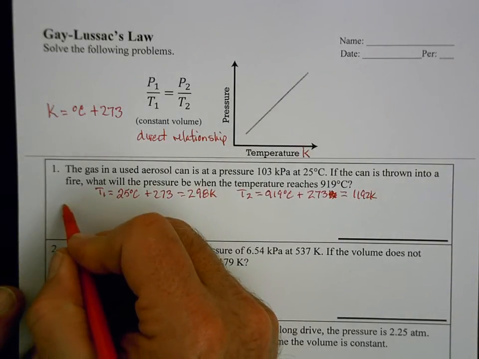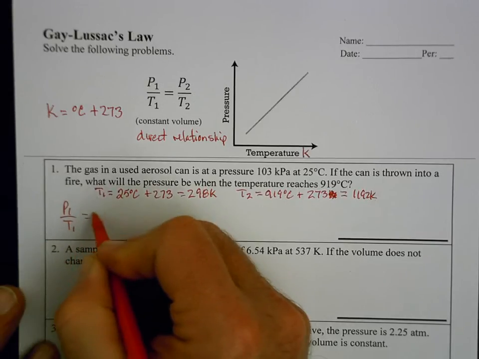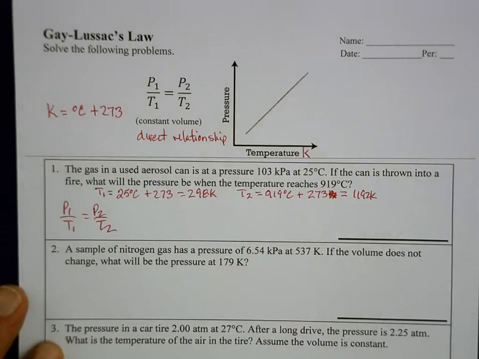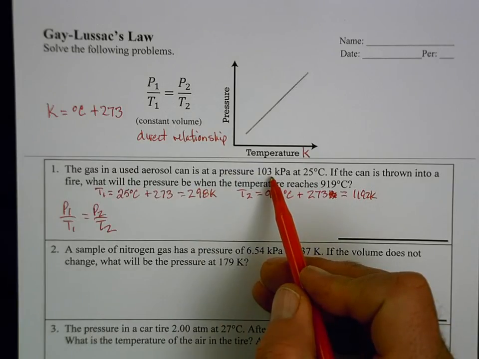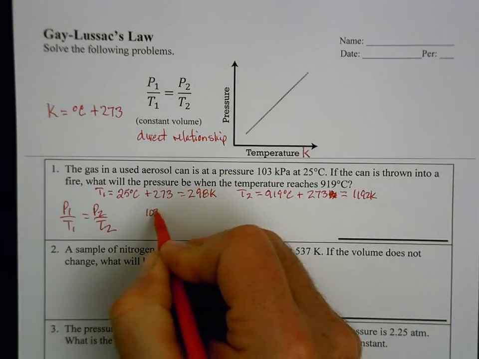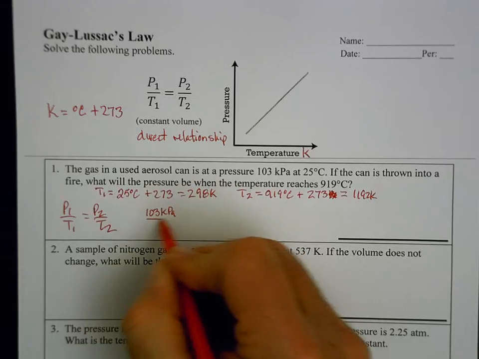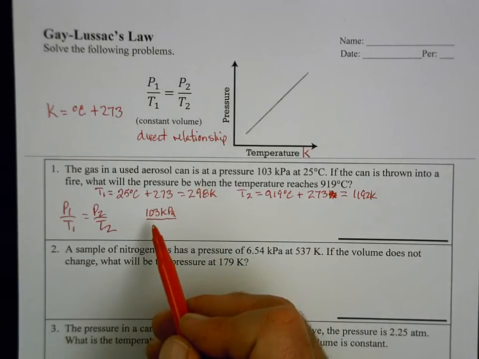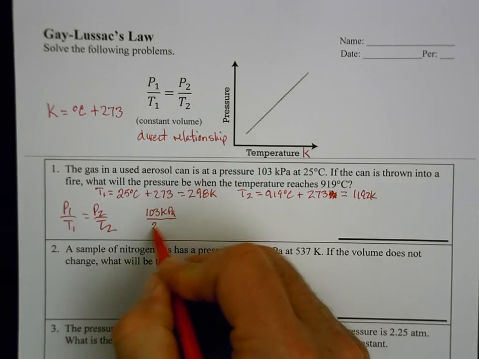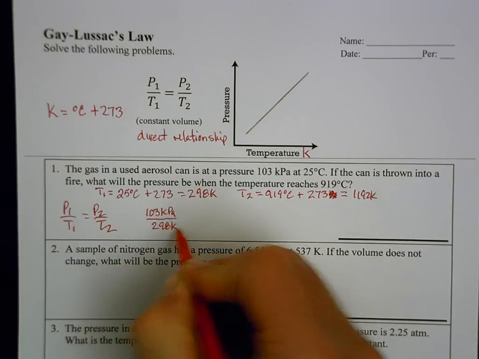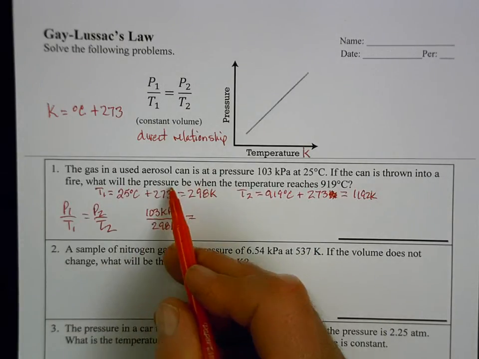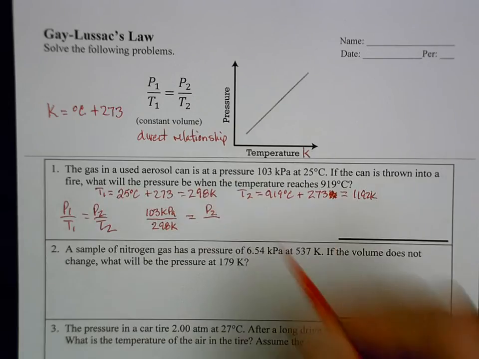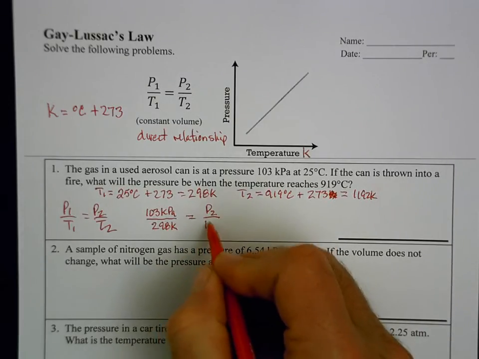Always start off with my equation. P1 over T1 is P2 over T2. Now we go ahead and plug in our values. P1, we have 103 kPa. T1, we have 298 K. And then we want to find out the pressure, so that's P2, and then we have that over 1192 K.